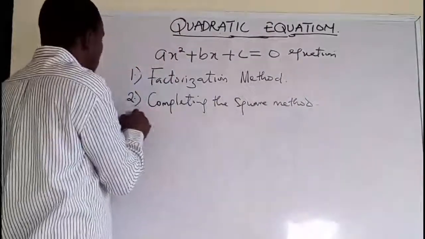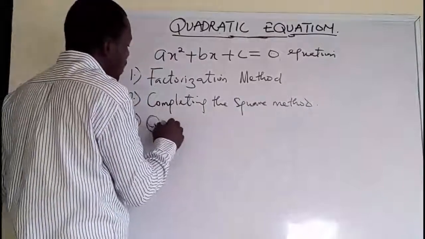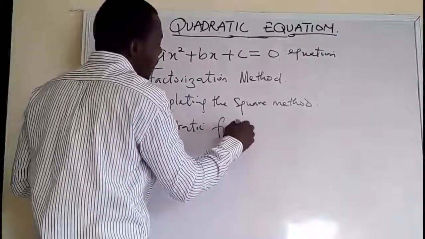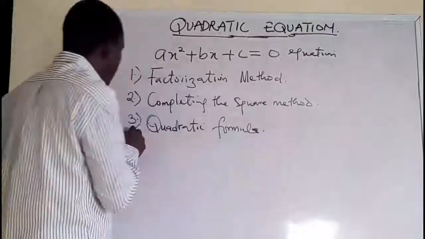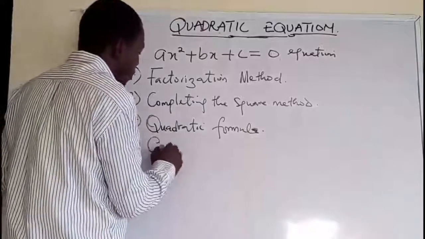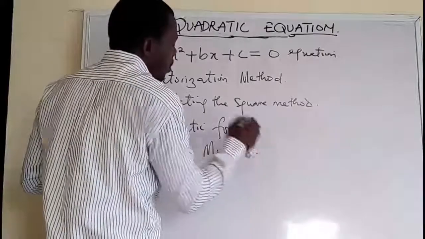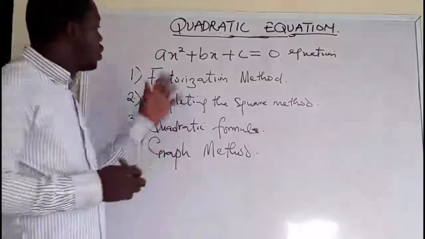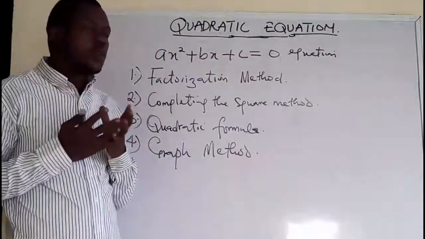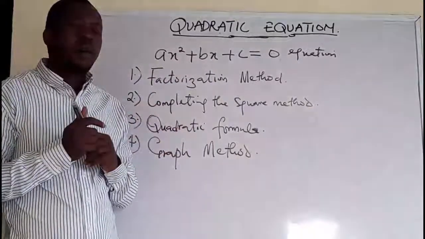While the third one is using the quadratic formula. The fourth one is the graph method. That is the fourth one. So each of these methods can be used to solve a typical quadratic equation.